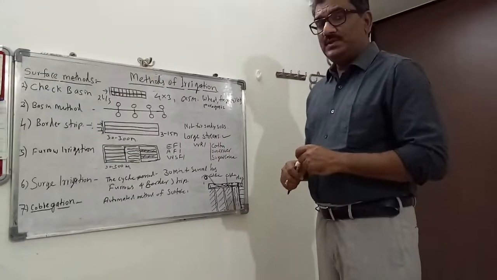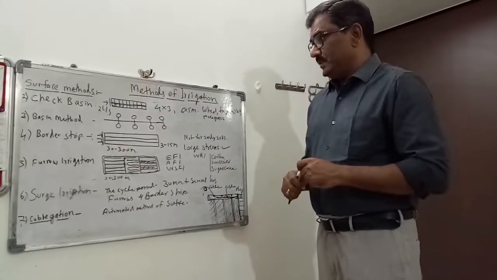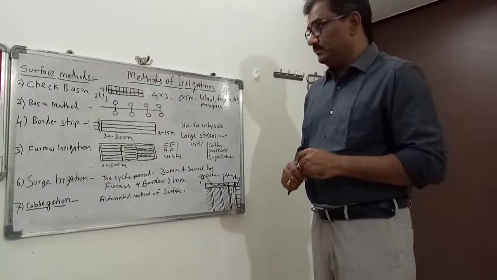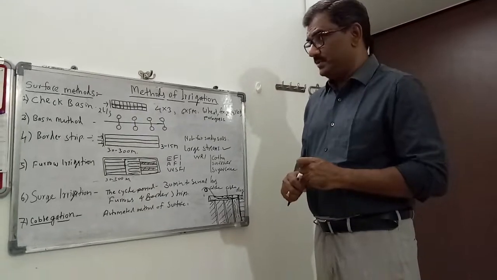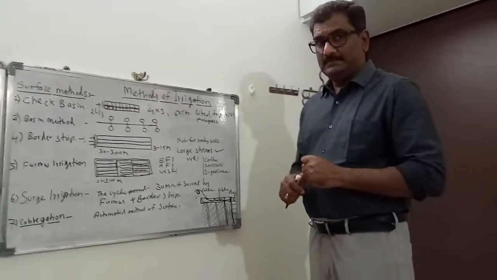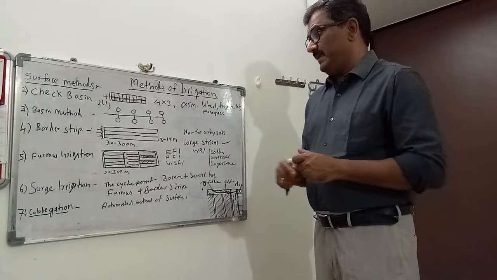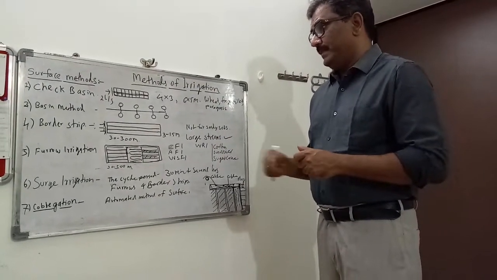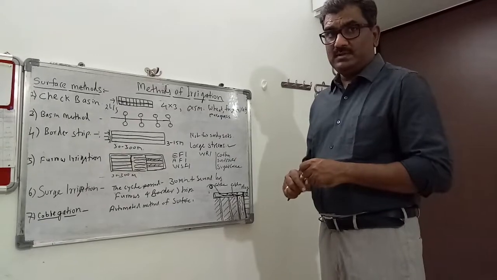So in that case we use the flooding method, where canal irrigation is also available. In that case this method is used. But it has certain limitations because there is loss of water in seepage as well as leaching. Also there is no uniform application of water.